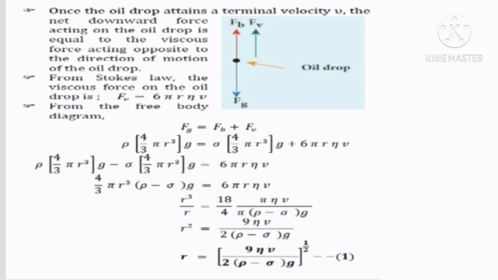After simplification, we will get r squared is equal to 9 eta v divided by 2 into (rho minus sigma) into g. Hence, r is equal to (9 eta v divided by 2 into (rho minus sigma) into g) the whole power 1 by 2. This is equation number 1. This equation helps to determine the radius of the oil drop.